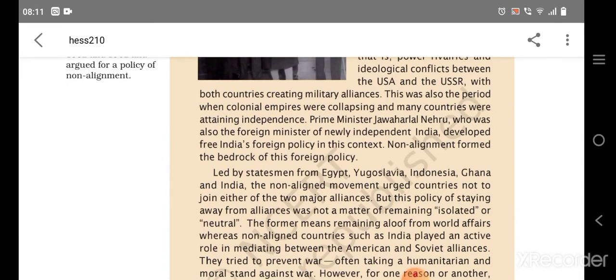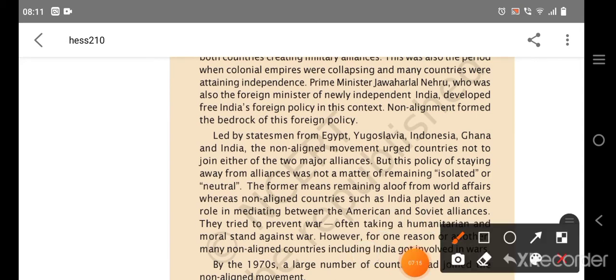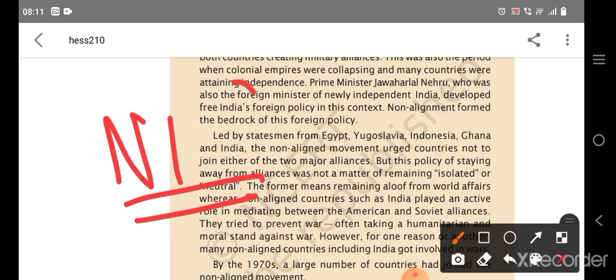But this policy of staying away from alliances was not a matter of remaining isolated or neutral. The former means remaining aloof from world affairs, whereas non-aligned countries such as India played an active role in mediating between the American and Soviet alliances. So it is asking: this third world, in which India, Yugoslavia, Indonesia, Ghana and others are part of NAM, the non-aligned movement, will NAM be isolated, or will it not be a part of anything?